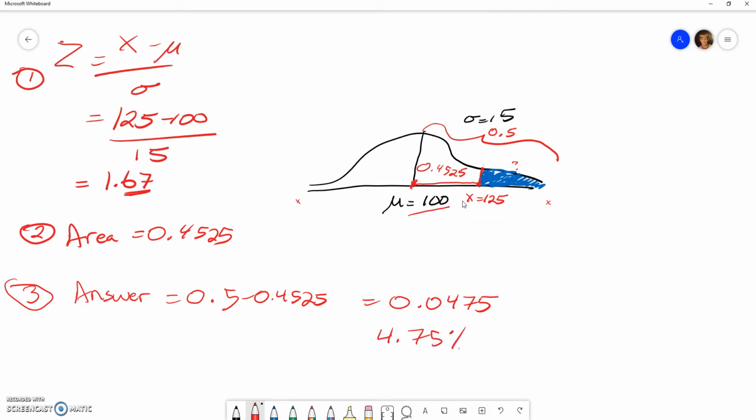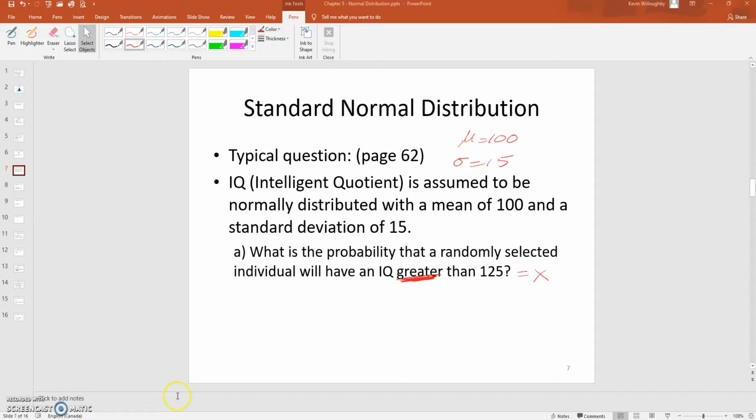Or if we want, we can convert that to a percentage. There's a 4.75% chance of randomly selecting an individual from the normally distributed population and his or her IQ being at least 125, or greater than 125. So that's how we would answer this question.